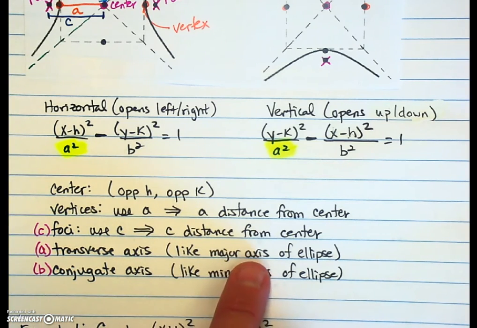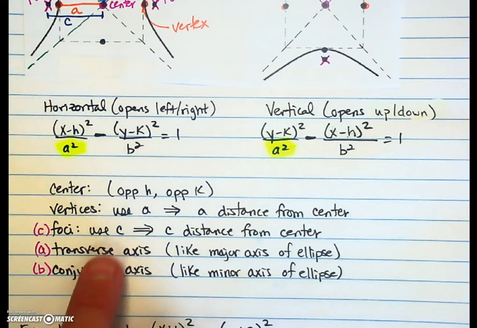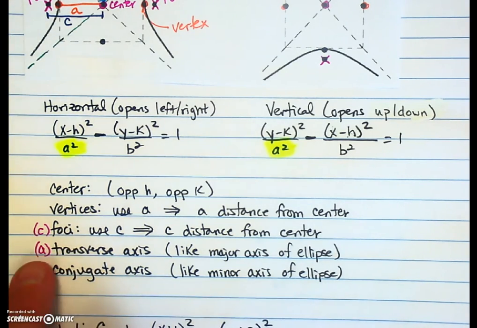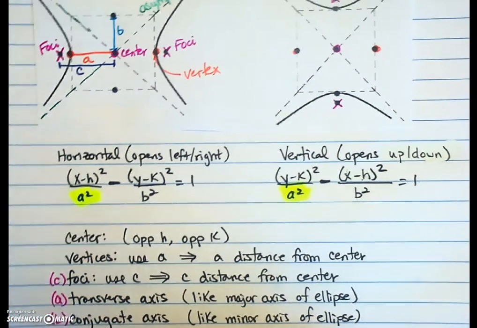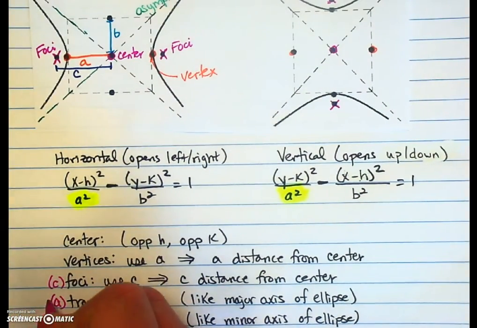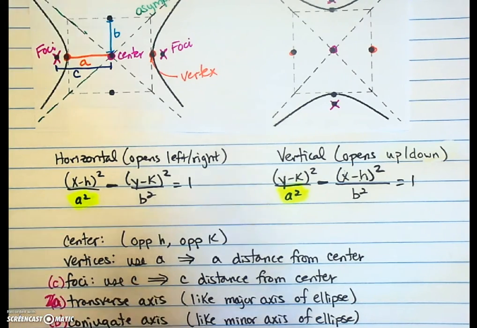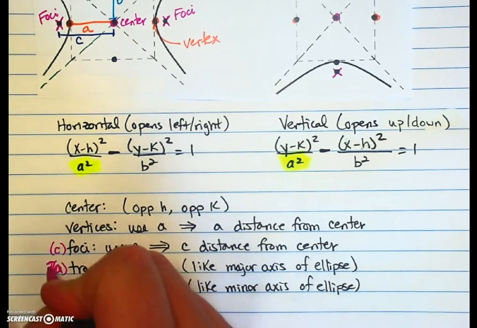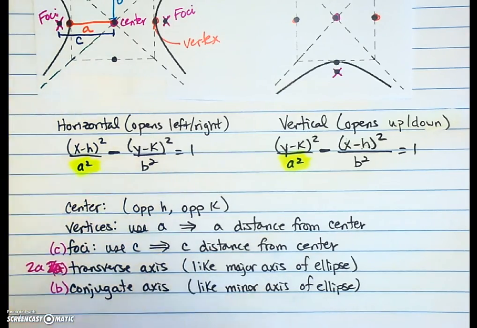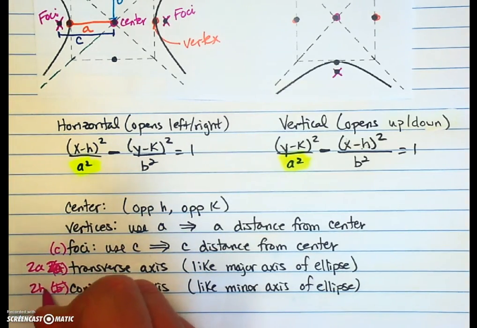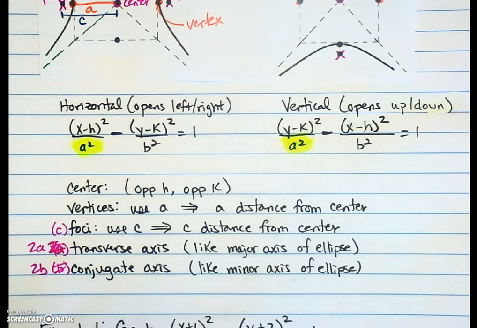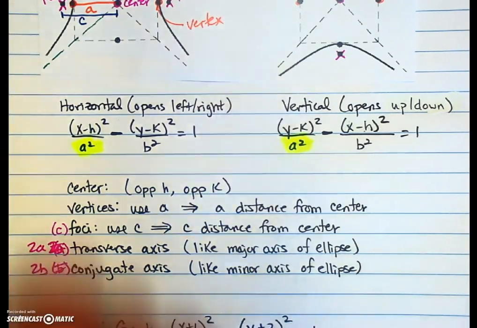With ellipses, we called it a major and a minor axis. They just changed the name for hyperbolas because it's a little bit different meanings. But we're still going to use a to find our transverse axis. And actually, your transverse axis is actually 2a. Okay, just mark that out there. Is 2a, and the conjugate axis is actually 2b. So we're still going to use a's and b's to find those. So it's like your major and minor axis for an ellipse.